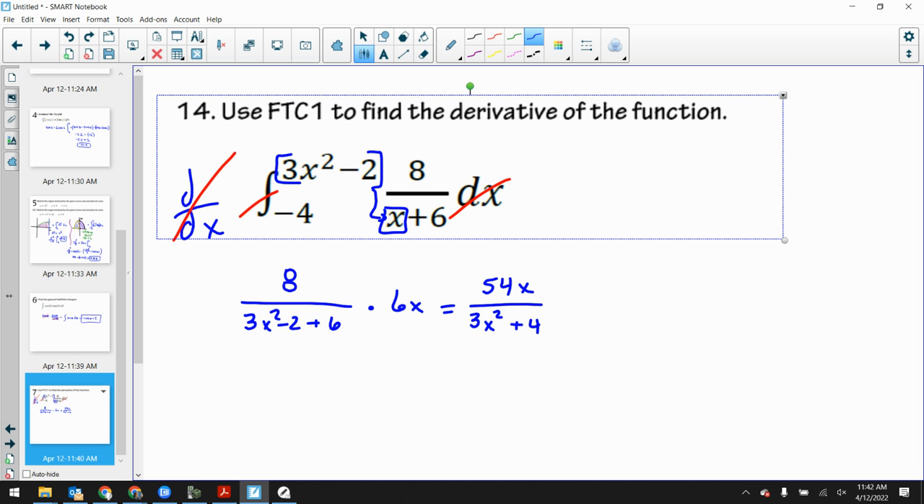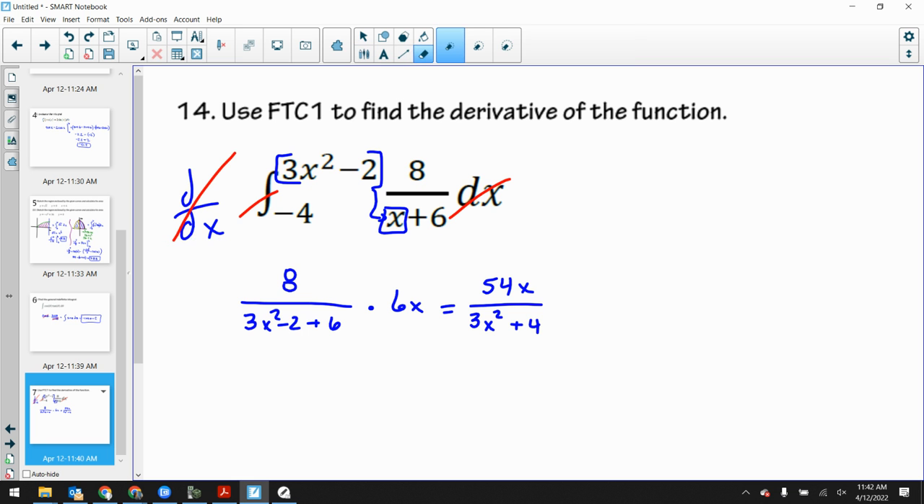All right, and now we can... Is there anything to simplify? I don't think I can. Should that be 48? 48. Whoa, 54. No, I'm not tripping. Ooh, 6 times 8 is 48, not 54. That's 6 times 9.